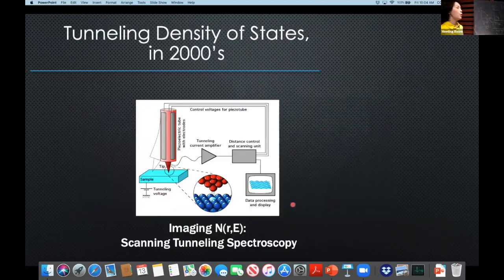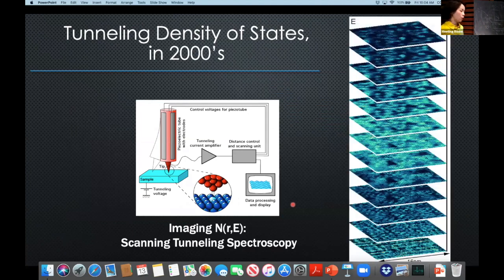Now, fast forward, and we have atomic scale resolution using vacuum as a tunnel barrier instead of a macroscopic tunnel barrier. If you think of it at each energy, you have these many layers, or many dI/dV curves. Now it is impossible to try to model this, so how do we deal with this?